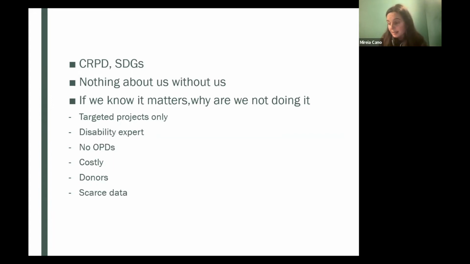Another argument: consultations with the most vulnerable and hard to reach populations, including persons with disabilities, are costly and time-consuming. Donors are not asking for it, or there is scarce data. So we respond briefly to all these different arguments, providing practical and out-of-the-box ways forward to integrate disability inclusion in evaluations.